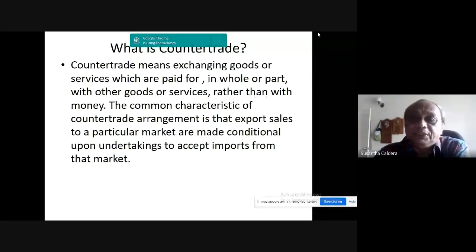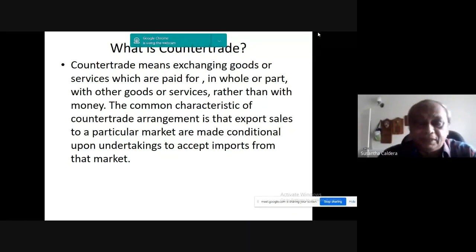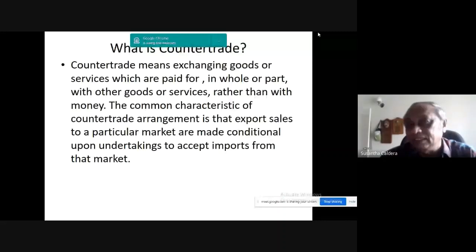The common characteristic of counter trade arrangements is that export sales to a particular market are made conditional upon an undertaking to accept imports from that market. Normally this counter trade happens in countries where their currency is not convertible. Other countries also do it, but mainly it happens in countries where the local currency is not convertible. They want to exist. They want to live. So they import and export things on counter trade. It's like an exchange of goods.